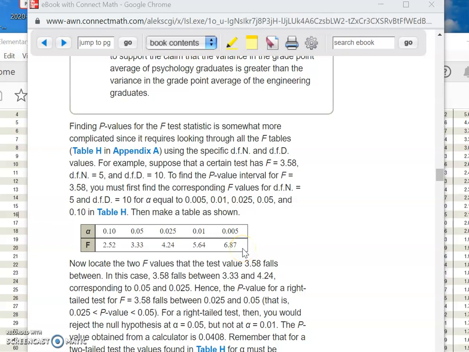Okay, this is chapter 9. This is section 9-5. This is recording number 3.